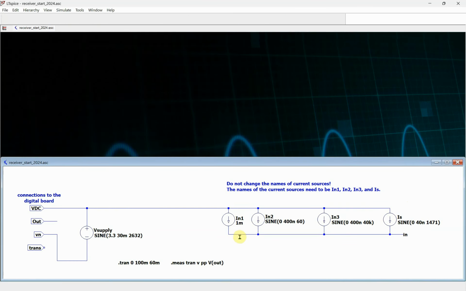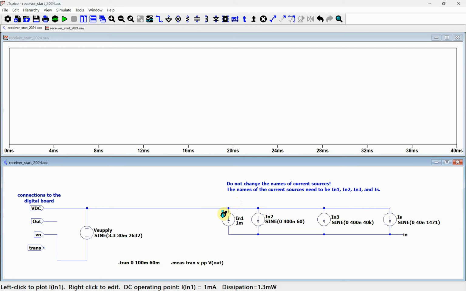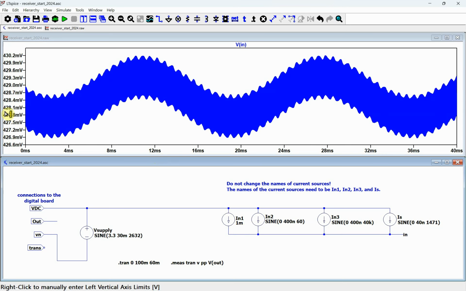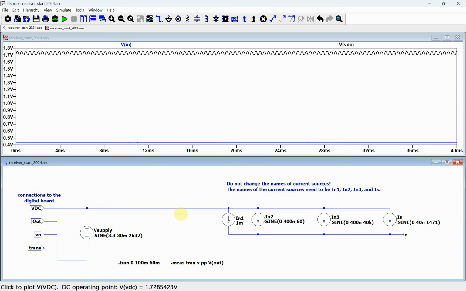So if we run this, the first thing that we want to do is these current sources model our photodiode. So we have to make sure that our photodiode stays reverse biased. So this point here is right around 1.7 volts in this case, and this voltage here is right around 0.4. So the distance from here to here has to be above 0.5 volts, where this voltage has to be higher than that voltage. Otherwise, we don't have reverse bias diodes and it will stop working.